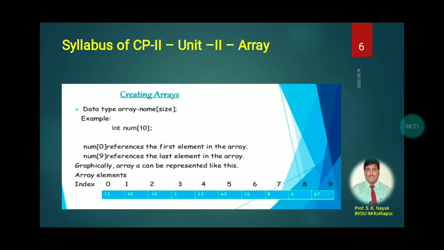Now this is the graphical representation. You can see the array represented with index values 0, 1, 2, 3, 4, 5 till 9, and in each and every cell you will have data values. So array index 0, that means num[0], will be 12. The data value will be 12 at array index 0. Similarly, if you take num[9], it holds the value 67 in this particular example.